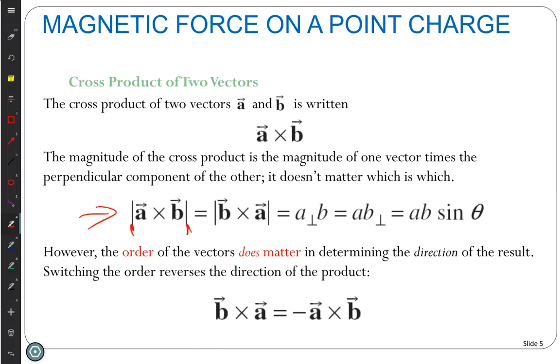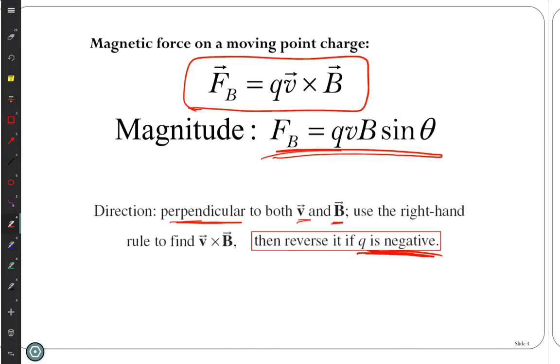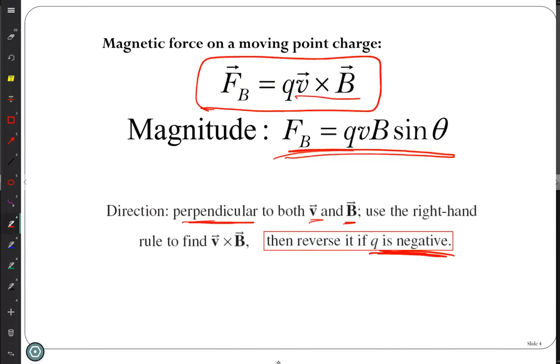Magnitude means it doesn't have the direction, it's just how big the number is with its units. One of the things that's important to note is the order matters. If you change the order of the items in the cross product, you reverse the direction. So A cross B is in the opposite direction from B cross A. So when you're doing this equation, it's important to always do V cross B, not B cross V.